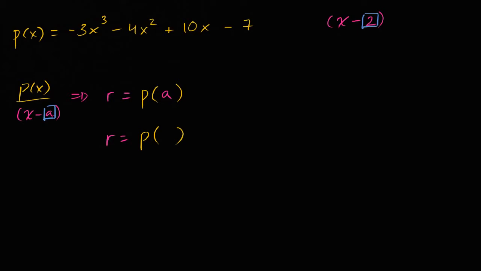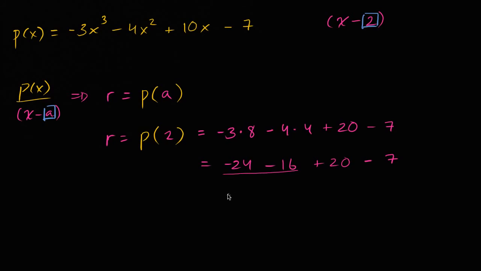Which is equal to, let's see, I'll just do it all in magenta, negative 3 times 8 minus 4 times 4, plus 20 minus 7. So this is negative 24 minus 16 plus 20 minus 7. And so that gives us, negative 24 minus 16 is negative 40, right? I'm just going to go step by step. Actually, I can do this in my head. All right, here we go. Negative 40 plus 20 is negative 20, minus 7 is negative 27.